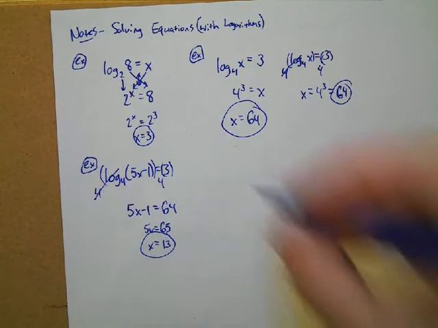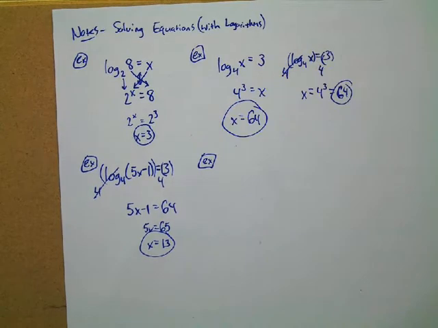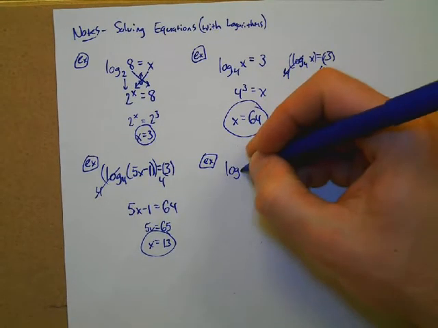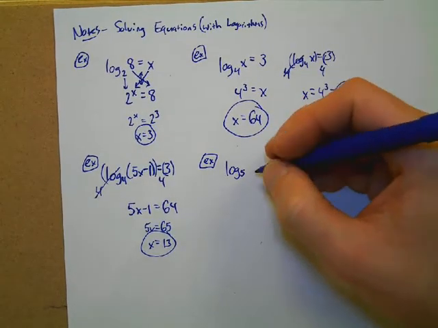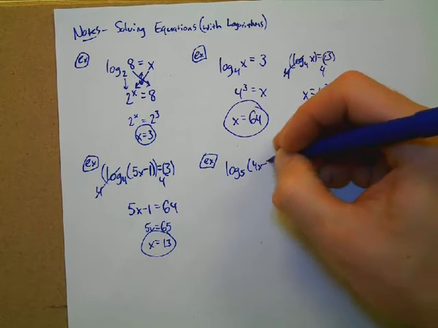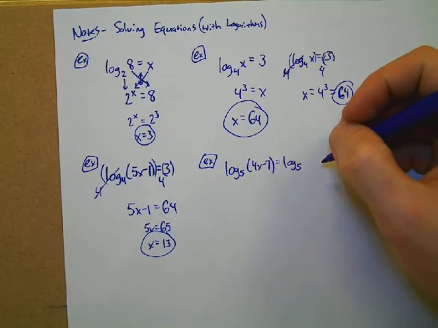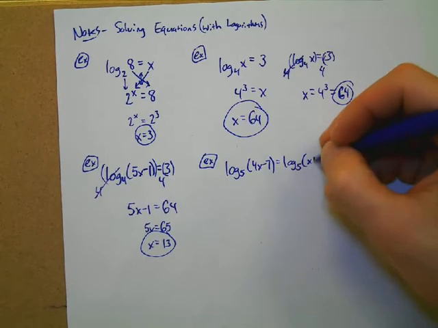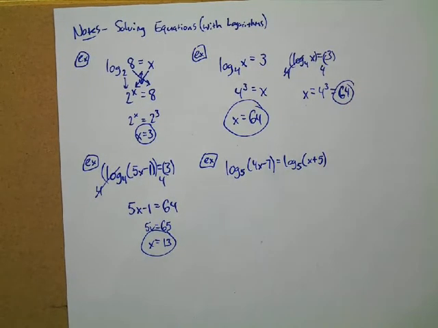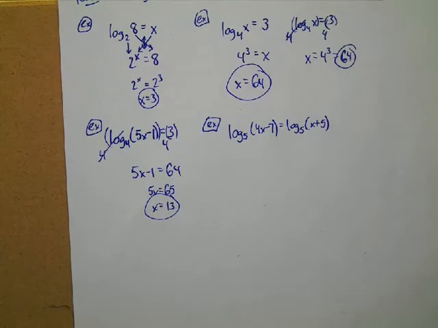Okay, so we've got log base 5 of 4x minus 7 equals log base 5 of x plus 5. So, what can we do here to cancel out our logarithms? Yep, 5. Since they're both base 5, we can raise 5 to the left-hand side, and that's equal to 5 to the right-hand side there.